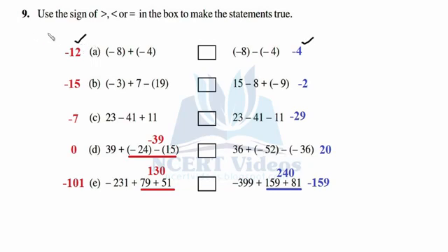Which one is greater? Well, minus 4 lies closer to 0, therefore it is greater. Minus 12 is less, therefore it will come less than sign. Remember, you have to open this angular towards the greater side. So minus 4 was greater.